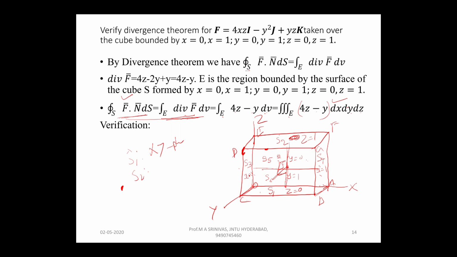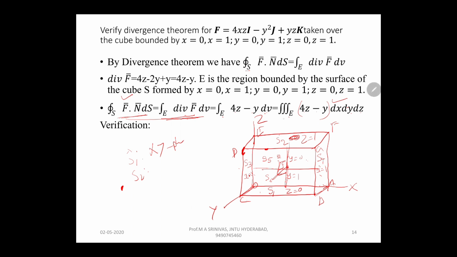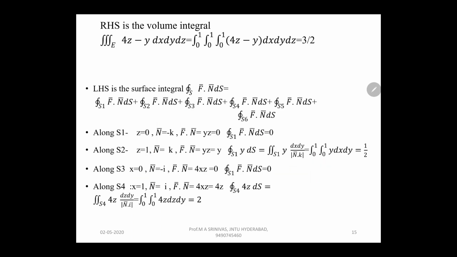So first, because it is easy, I'll find out the RHS. What is the RHS you have? You have the RHS as the triple integral over E of 4z minus y dx dy dz. So that I will find out first. In that region, as I already explained, x varies from 0 to 1, y varies from 0 to 1, z varies from 0 to 1. This is x, this is y, that is z.